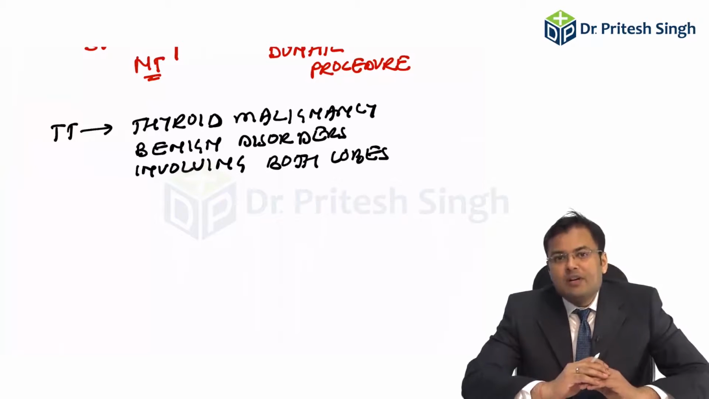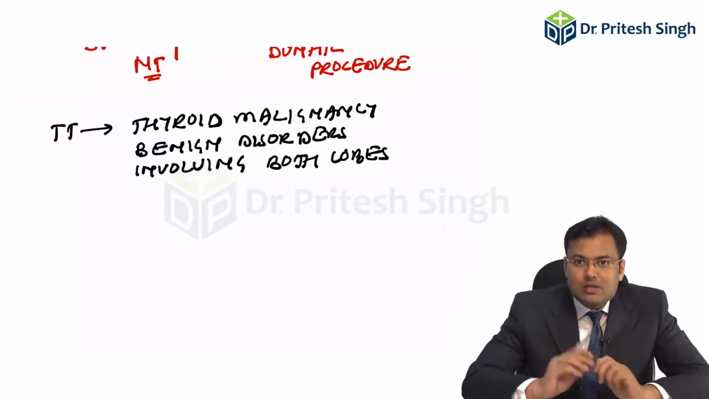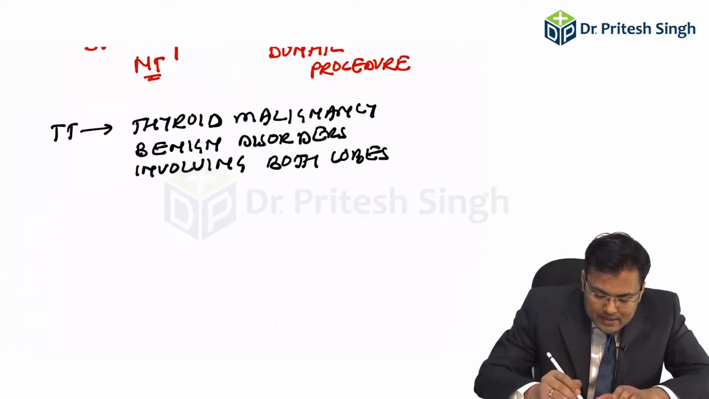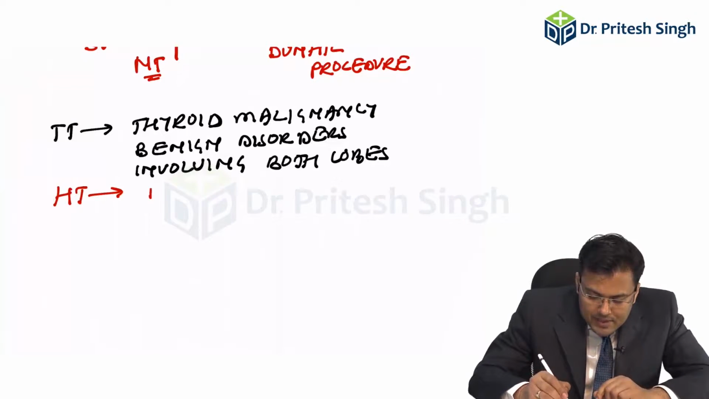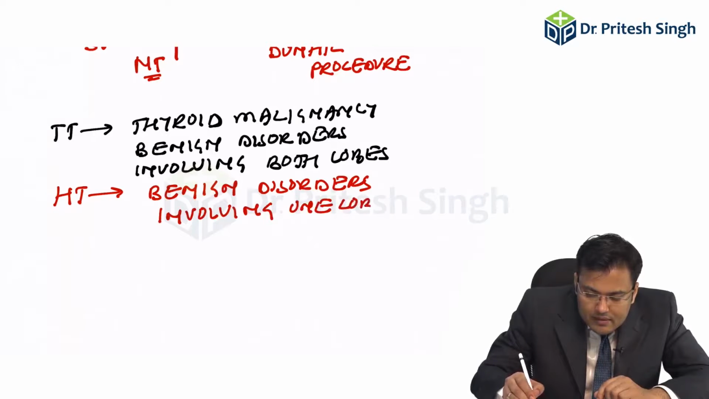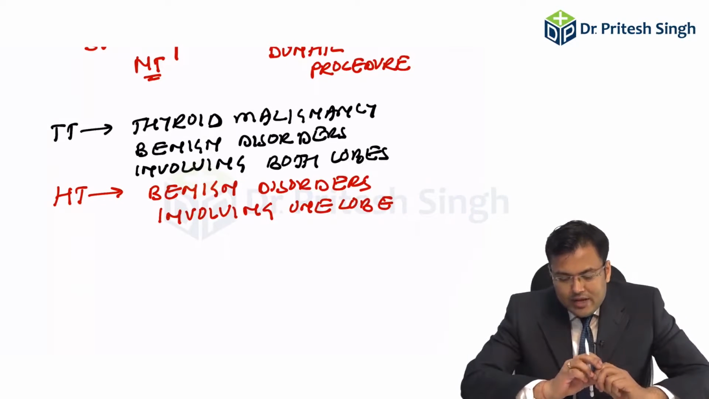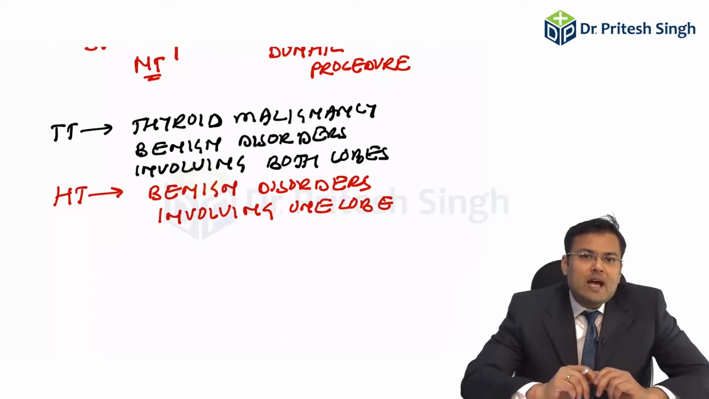So it is performed for thyroid malignancy and benign disorders involving both lobes. Total thyroidectomy. After that, hemithyroidectomy. Hemithyroidectomy is performed for benign disorders involving one lobe. Benign disorders involving one lobe, we perform hemithyroidectomy. Now, what is the indication of subtotal thyroidectomy?